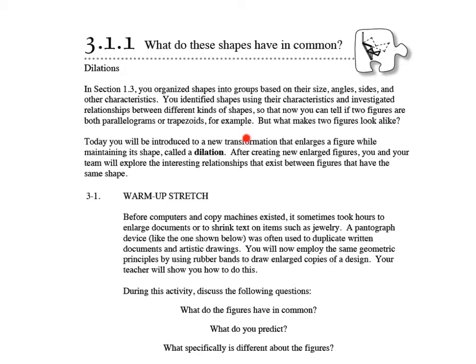We've worked with transformations in the past, and transformations that enlarge a figure while maintaining its shape is called a dilation. We're actually doing this pretty much every day right now as we work with Zoom or Google Meets or FaceTime. We see pictures of people who are much smaller on the screen than they are in real life, and that's actually a dilation, a shrinking or enlarging of something in real life. Today we're going to talk about mathematically how we come up with that.